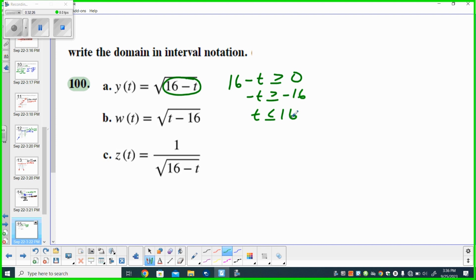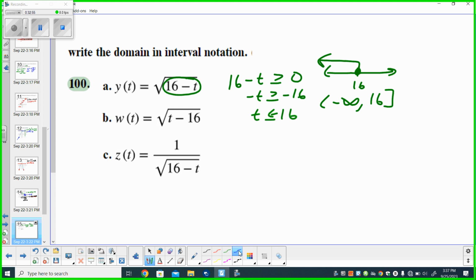Again, if you struggle seeing how it should be written in interval notation, simply graph it. Here's 16. It's got the line underneath it, so it would be a solid dot. And this makes a little arrow indicating that I need to shade to the left. So my farthest left number there is negative infinity, all the way up to 16. Because it's a solid dot, it gets a bracket. So there is your domain.